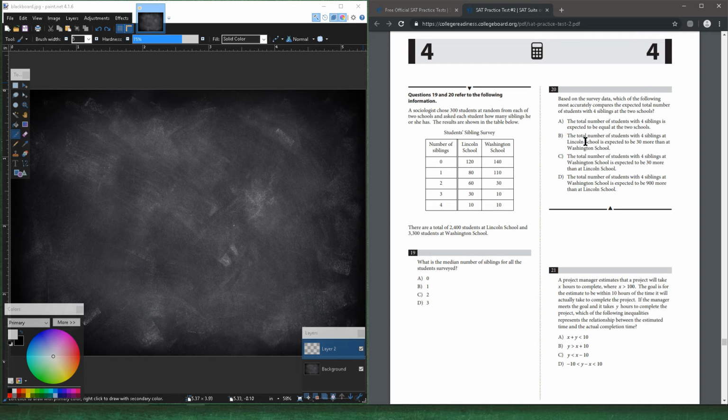With 4 siblings at Washington, it's 30 more. So they just switched Washington and Lincoln Park and subtracted 10, which is not true. Another option would be 900 more, which is not true because you only surveyed 300. So this is not even possible. So the only possible answer for 20 is A. So the answer is A.